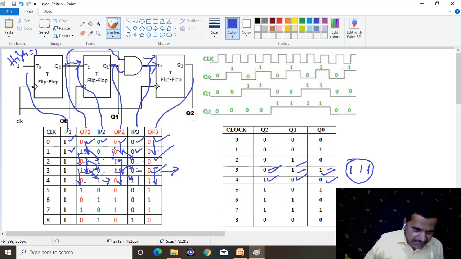At the end of the fourth clock cycle, we are getting the decimal 4 in the binary value, which is correct. Then after the end of the fourth clock cycle, the output of the first one will become the input to the second, and the product of the first and second, that is the AND of the first and second, will become the input to the third one. That is what we have to evaluate.